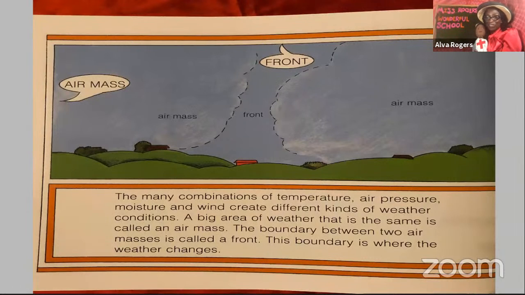Air mass, front. The many combinations of temperature, air pressure, moisture, and wind create different kinds of weather conditions. A big area of weather that is the same is called an air mass. The boundary between two air masses is called a front. This boundary is where the weather changes.